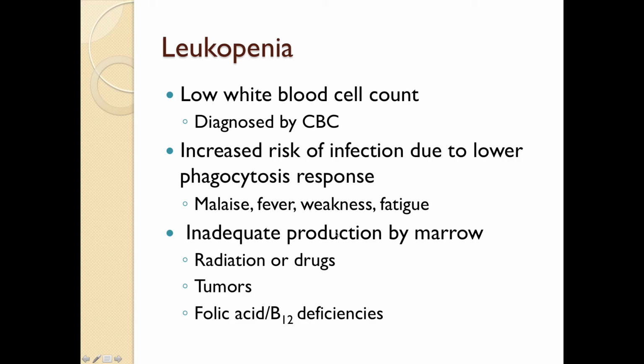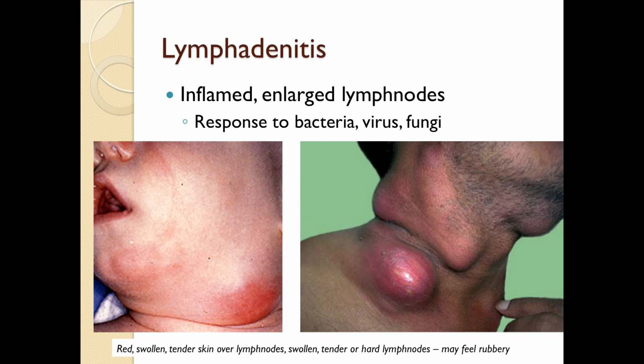This could be an inadequate production by the marrow caused by radiation or drugs, like chemotherapeutic drugs, a tumor growing in the marrow, and same thing with anemia. You need folic acid and B12 to make white blood cells. So you want to look at the size and shape of them and determine what the cause is. If there is an infection of the lymph node itself, it's called lymphadenitis, so inflammation of the lymph nodes.